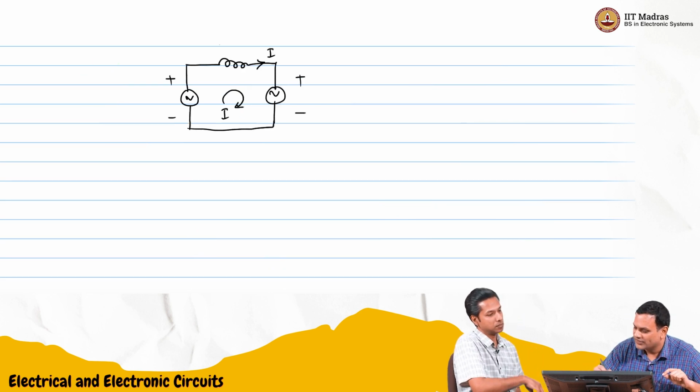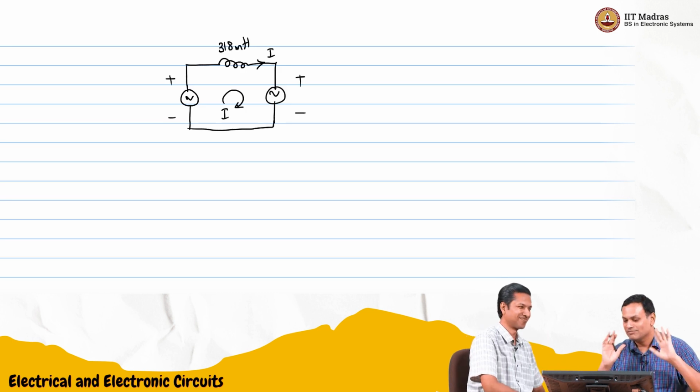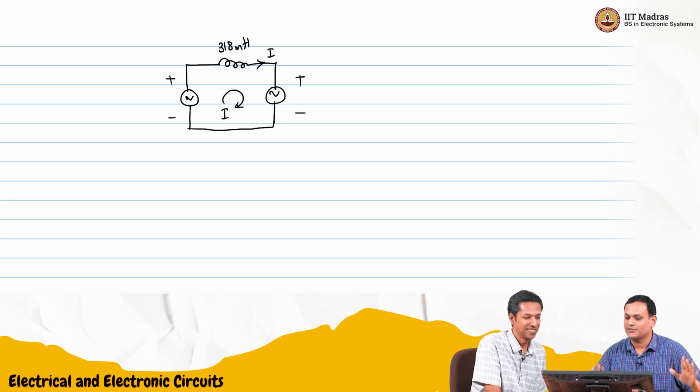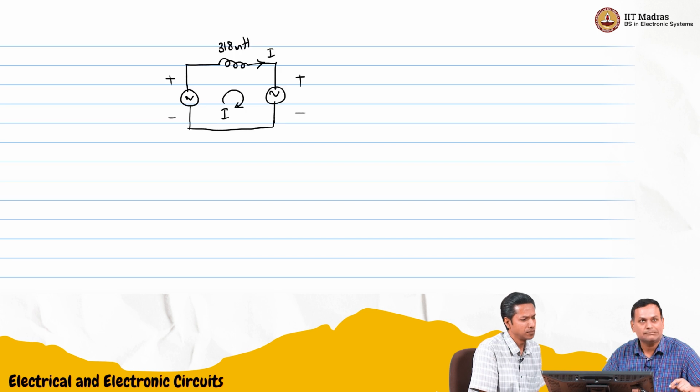So I'm going to say that this is 318 millihenry. That's a large inductance. So we'll say 318 millihenry just for a change. Most likely the current will end up being small. And let us say a few volts amplitude. So 2 volts. Okay, so why not?